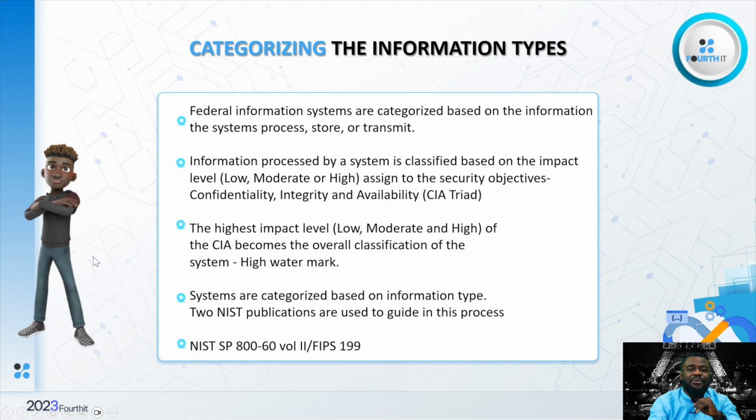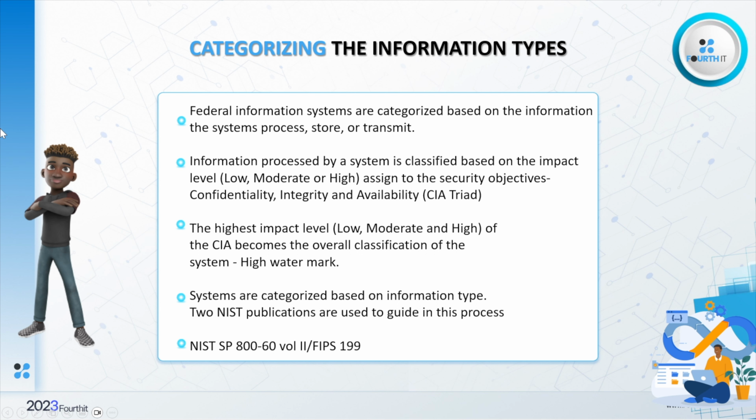Now, I'm sure you're familiar with this page, so I want to go to the next slide. When we talk about the categorization of information type, what we are saying is that federal information systems are categorized based on information that a system processes, stores, or transmits. So the information that we are receiving, categorization is where we are grouping them based on the kind of information the system is going to process, store, or transmit.